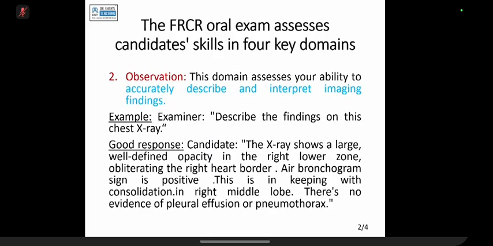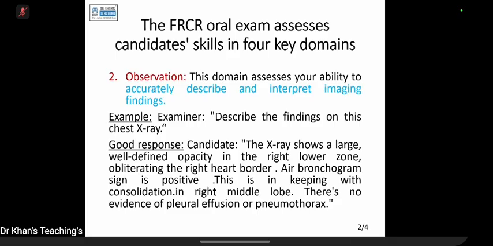So radiology knowledge. Then it's observation. Observation is what we do as radiologists, describing the finding accurately and interpreting it. So, for example, there is an opacity in the right lung on a chest X-ray. If you describe that there is a opacity in the right lung which is obliterating the right heart border, and air bronchogram sign is positive. This is in keeping with consolidation. So you have described the finding and you have interpreted the finding. So this is observation.